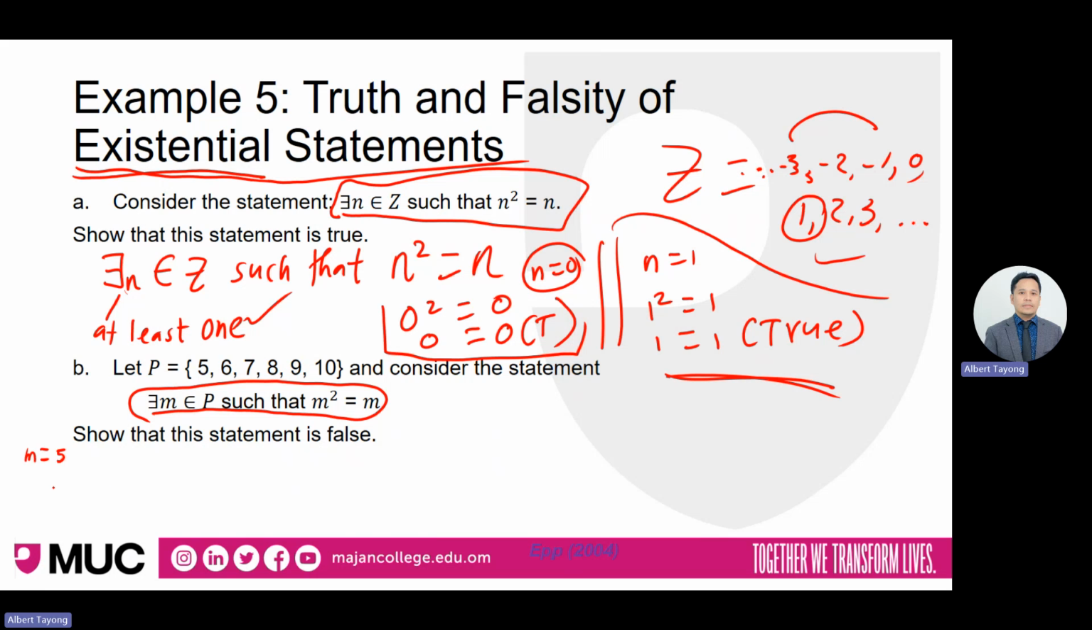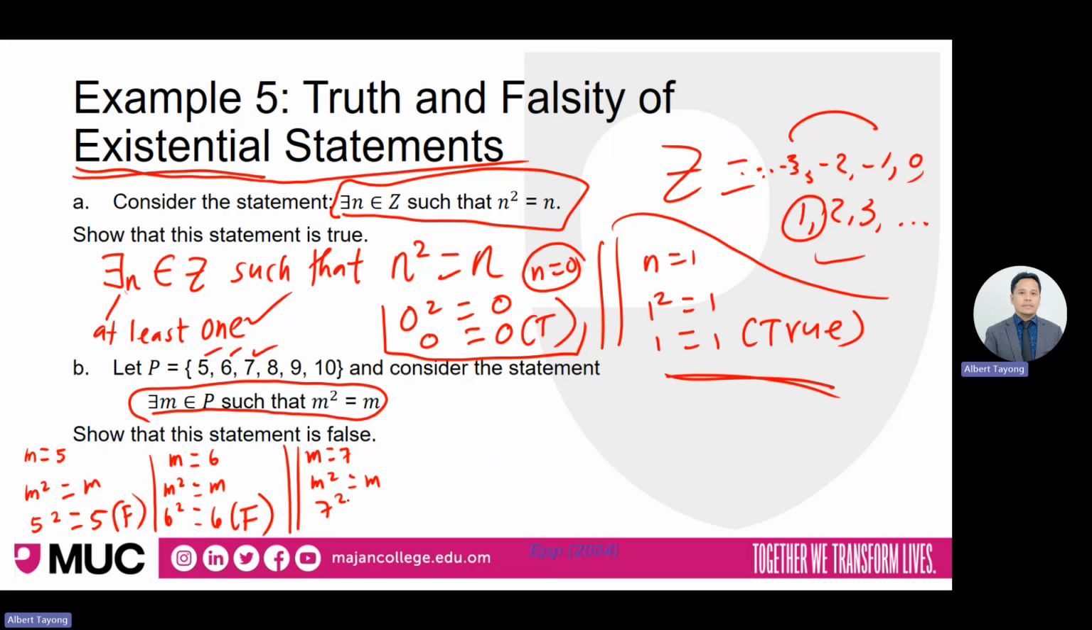From P, so M squared equals M. 5 squared equals 5, false. M equals 6, second one: M squared equals M, 6 squared equals 6, which is false, because 36 is not equal to 6, and 25 is not equal to 5. Next, M equals 7, M squared equals M, 7 squared equals 7, which is false again. 49 is not equal to 7.